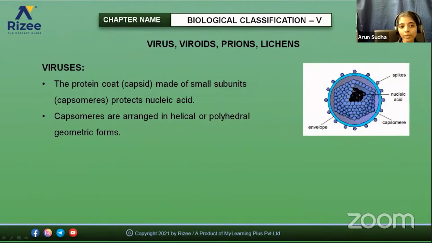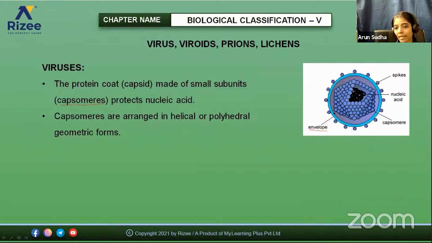The protein coat, the capsid, is made of small subunits called capsomeres. This is the nucleic acid and this is the protein coat, and the individual unit is called a capsomere, and the outer layer is the envelope. This envelope will not be present in all viruses. Only some viruses will have the envelope, and it is a lipid coat. In the case of coronavirus, they actually have a lipid envelope.